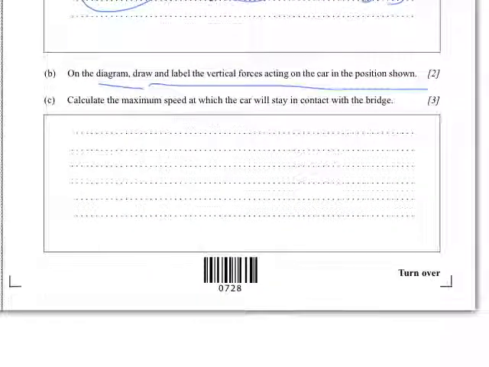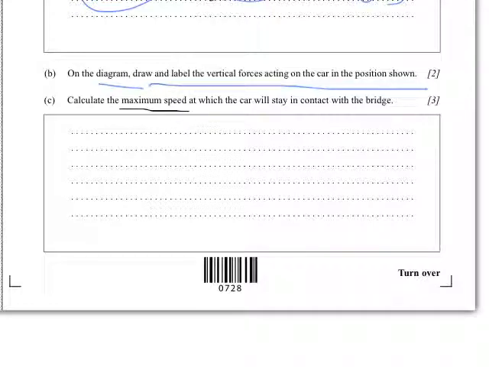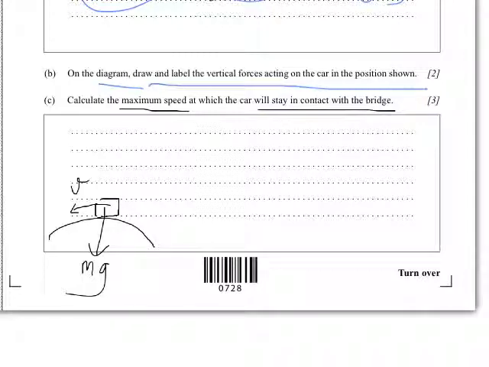Now this is a bit of a tricky one. Calculate the maximum speed at which the car will just stay in contact with the bridge. So if we think of our car, there is a force that's keeping it towards the centre. Okay, and that's a gravitational force equal to mg. Now, the moment that velocity becomes much greater, then this situation is going to be overcome.